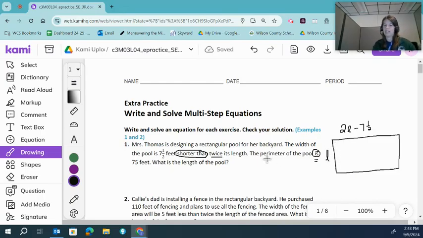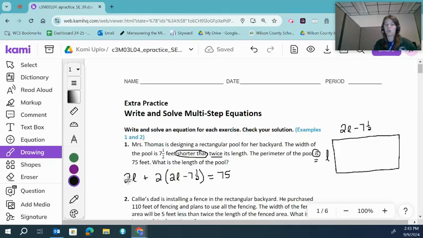And then the perimeter. Now, perimeter is 4 sides, so we're adding all the sides together. So I have 2 lengths and I have 2 widths, and I'm going to go ahead and write this as distributive property, so I don't have to write all of this several times. And then all of that equals 75 feet.